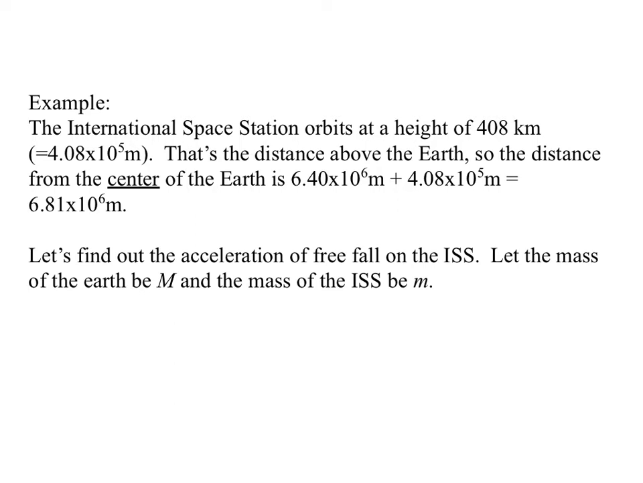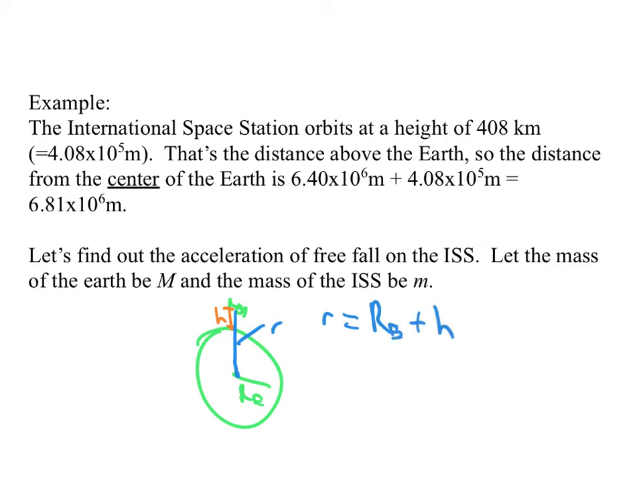All right, the International Space Station orbits at a height of 408 kilometers. That's the distance above the Earth, so the distance from the center of the Earth is a little bit larger. That's an important reference. We have the Earth, which has some radius, and here's the space station, and we're told the height of the space station above the Earth. So the actual r that we need for our equation is the sum of the radius plus the extra height.